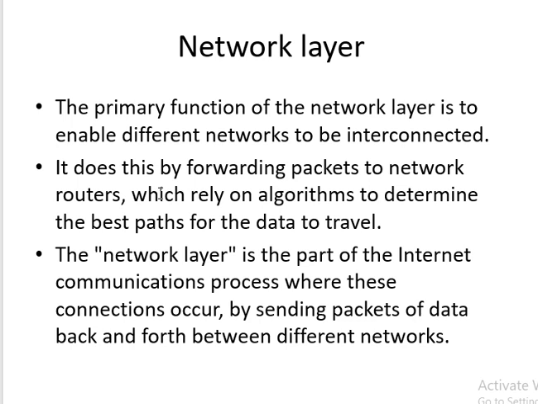Now let us see about the network layer. The primary function of the network layer is to enable different networks to be interconnected. It does this by forwarding packets to network routers, which rely on algorithms to determine the best paths for data to travel. The network layer is the part of the internet communications process where these connections occur by sending packets of data back and forth between different networks.